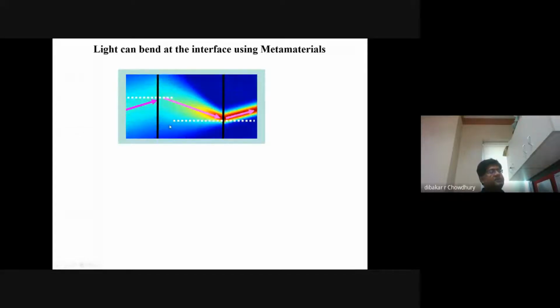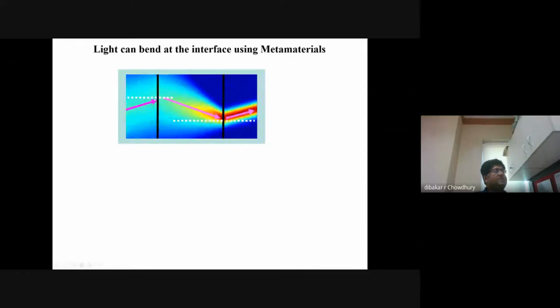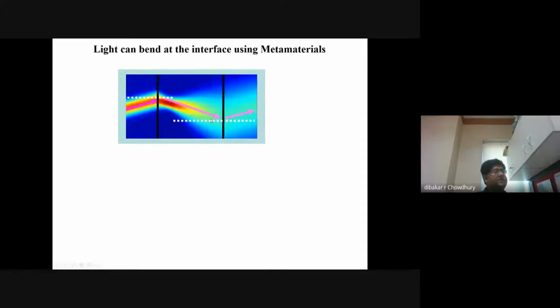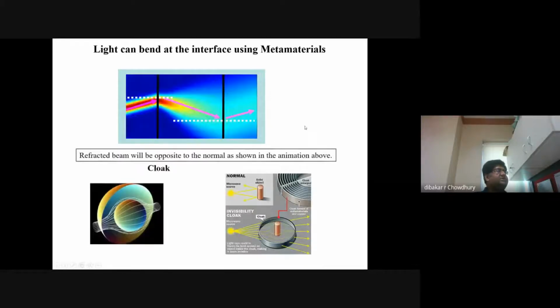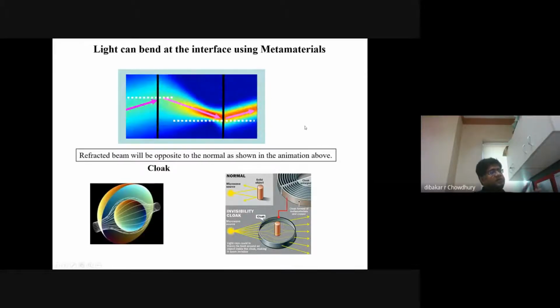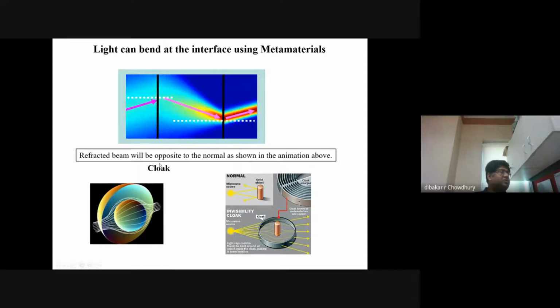If your refractive index is negative, then instead of bending to this side, the light can bend here like this, and then again instead of bending to this side, it can bend to this side. So if one can tune these things, if one can design metamaterials in a proper way, then one can manipulate the propagation of light. As a natural consequence, cloaking was one thing.